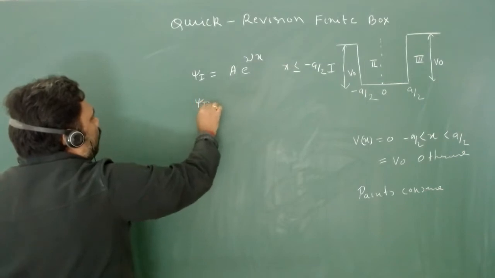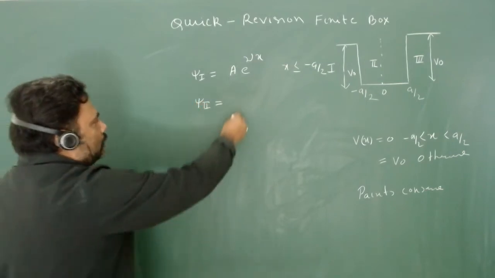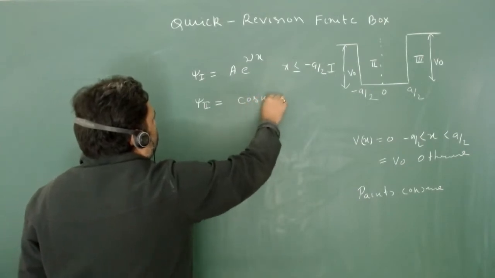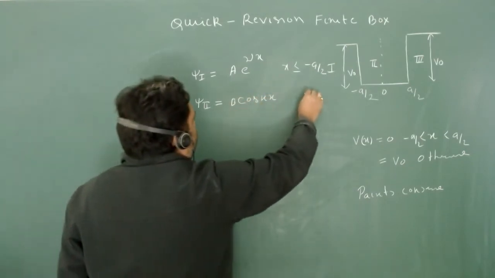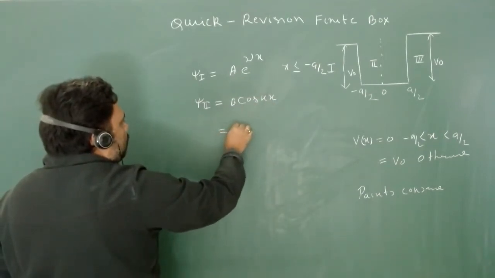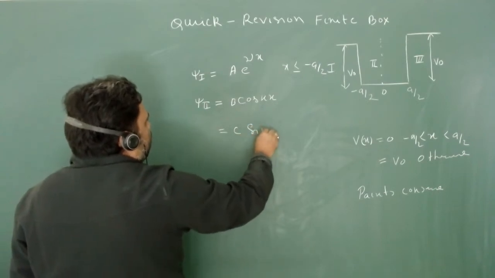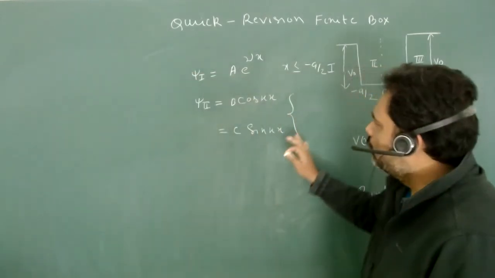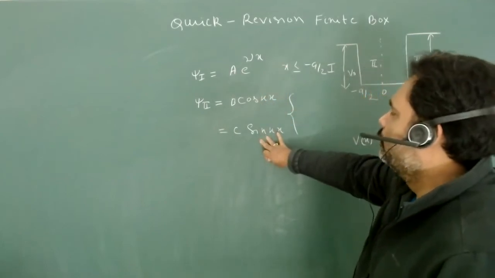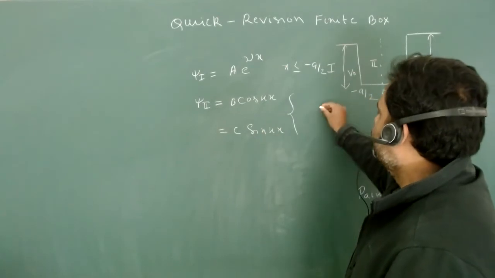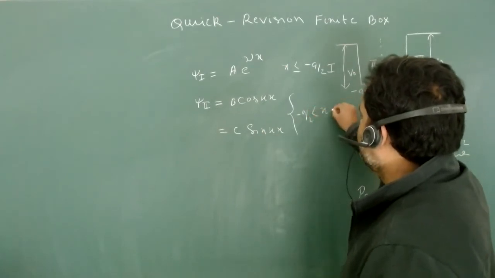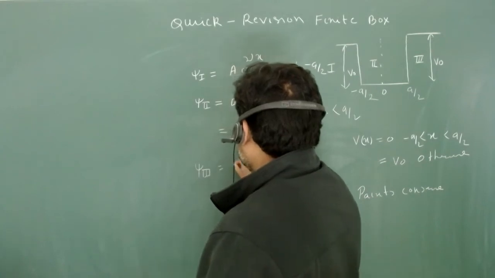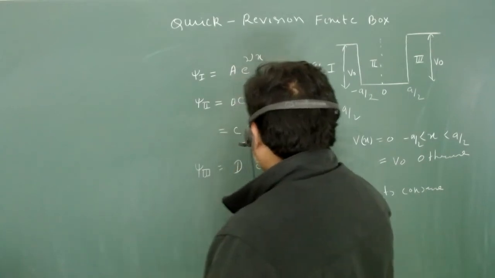And in region 2, we have an odd wave function as well as an even wave function. We can have a cos wave function, let's say B cos kx for the even case, and for the odd case, we can have, let's say, C sin kx. These two are the wave functions for region 2. We have learned all this, how it comes in the even case and in the odd case, meaning even parity and odd parity. This is between minus a/2 to a/2, and our psi 3 is some D e to the power minus gamma x.